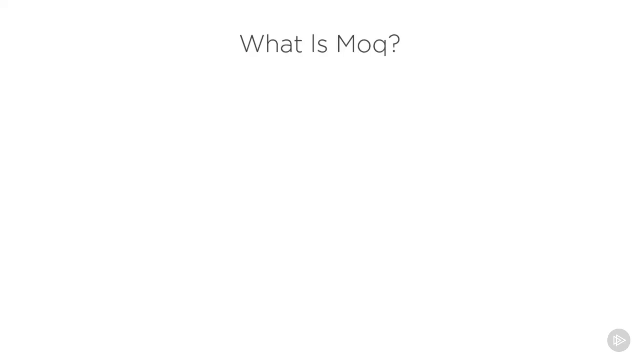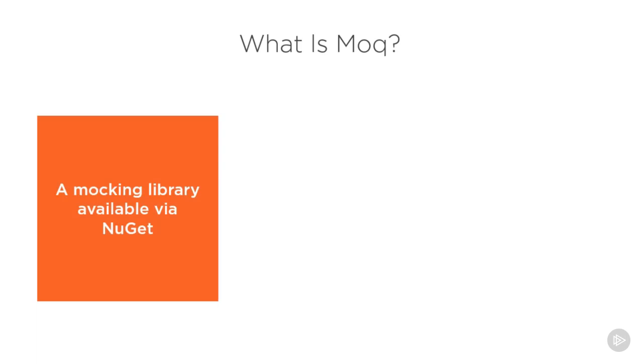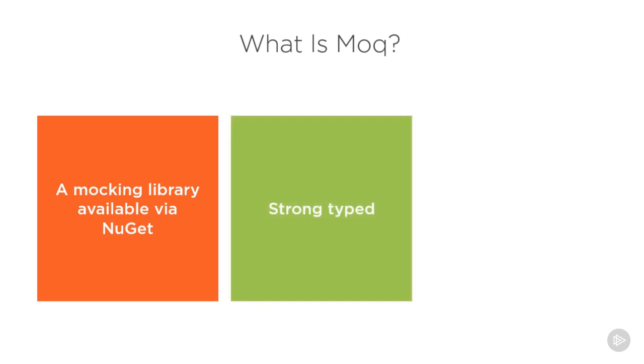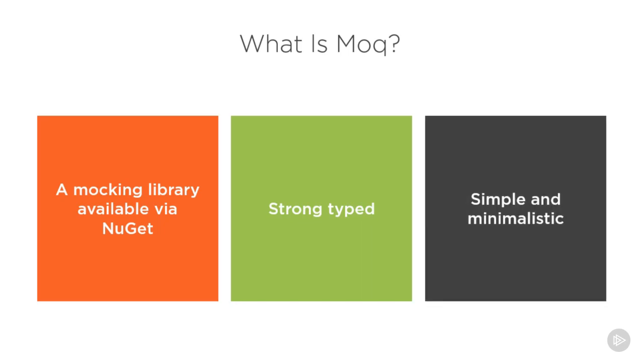What is Moq? Moq is a mocking library that is available as a NuGet package. Moq is also open source and you can view the code on GitHub. The Moq library is strongly typed. You don't have to use magic strings to create your mocking objects. Instead, you can use, for example, lambda expressions. The Moq library describes itself as simple and minimalistic. It was built to make it easy for developers to create mock objects.